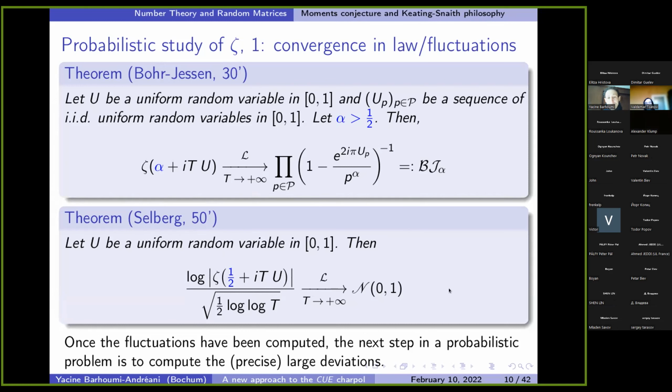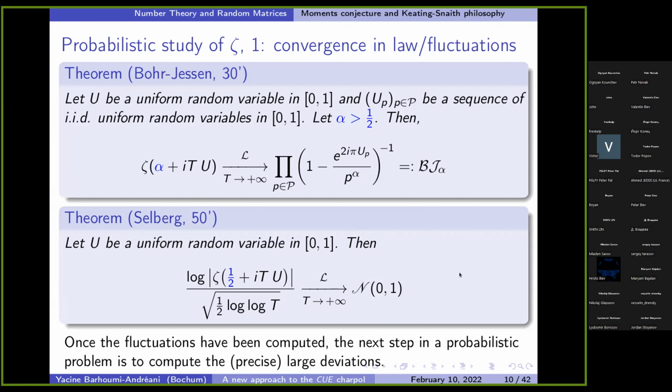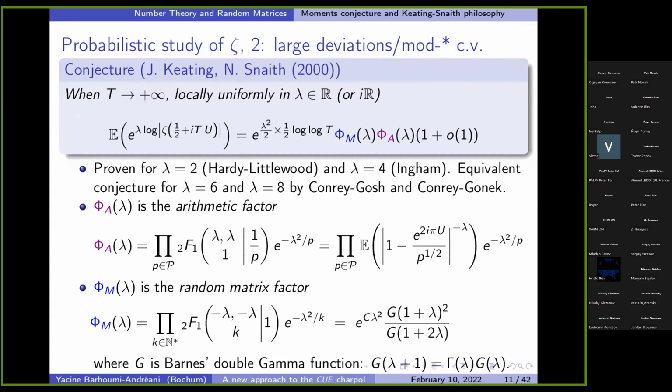So this is a famous theorem of Selberg that he did not publish. And in fact, he did not realize that it was the Gaussian that he had. But anyway, once you have the fluctuations, this is a central limit theorem. So you have the convergence in law or convergence in distribution. What you want to do in a probabilistic study is the next step, which is called the large deviations or the precise large deviations or the mod-Gaussian convergence.